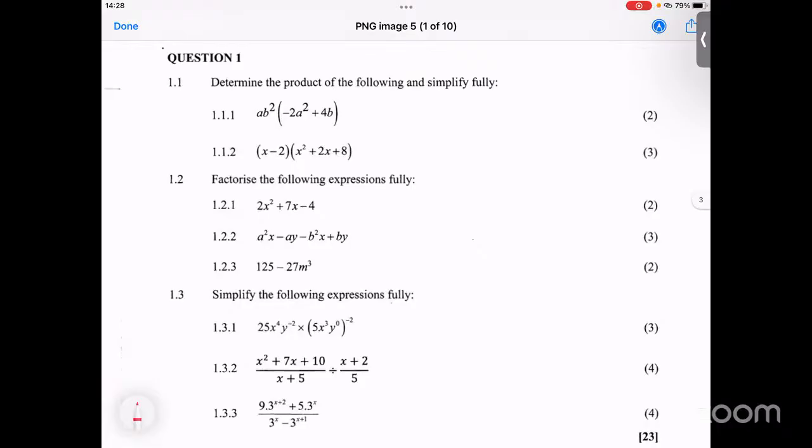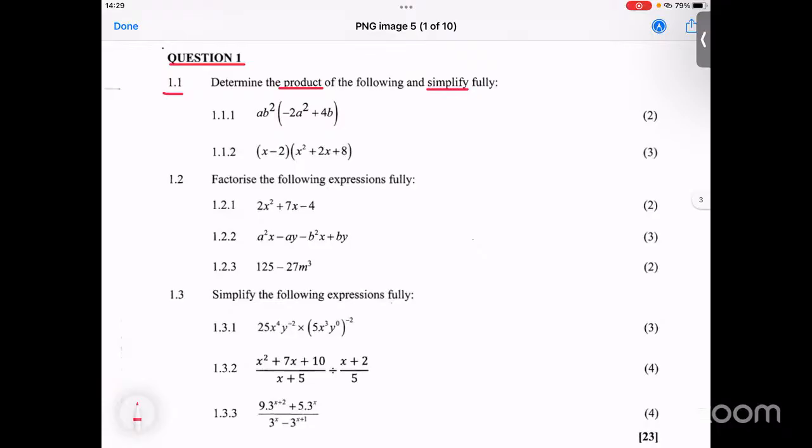see what is expected of you in question number 1. So we are having 1.1 where they want you to determine the product of the following and simplify fully. Most importantly, they say determine the product, and secondly, simplify. So in other words, they could have just said simplify the following.